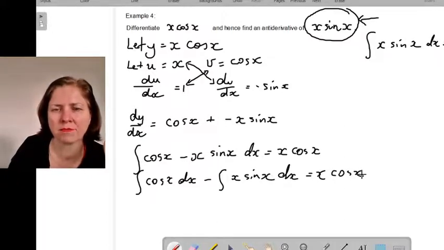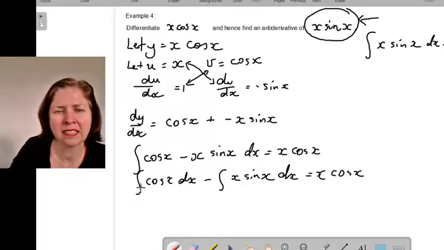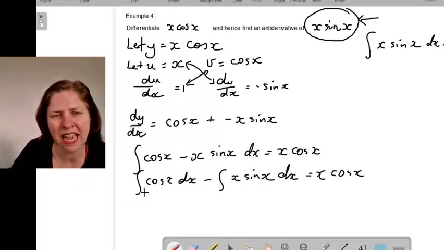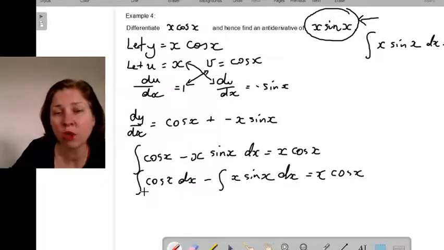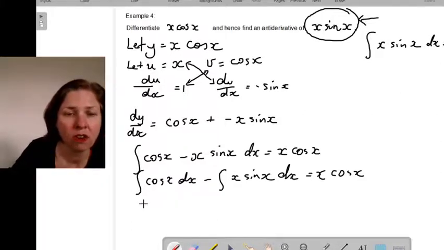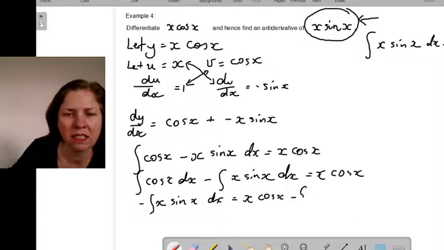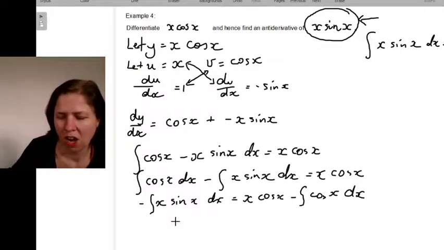And now what I can do is take the antiderivative of cos x dx that I've got on the left, and I can just subtract it from both sides of my equation. So I'm left with, on the left side, negative the antiderivative of x sine x dx, and on the right side I've got my x cos x still, and I've subtracted the antiderivative of cos x dx. I'm going to run out of room here. Get rid of that. All right.